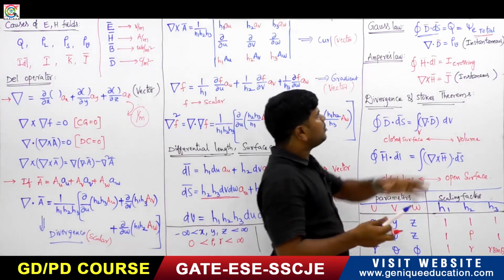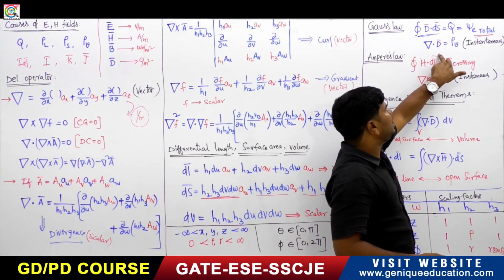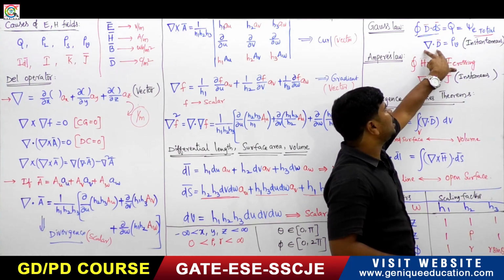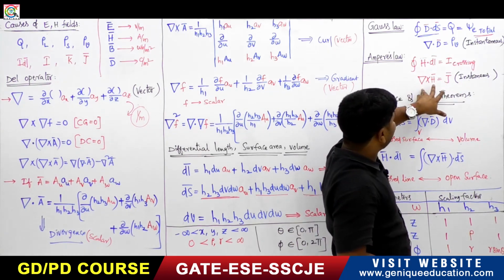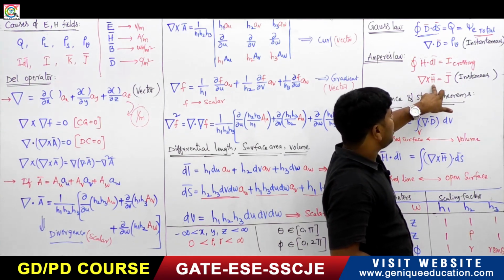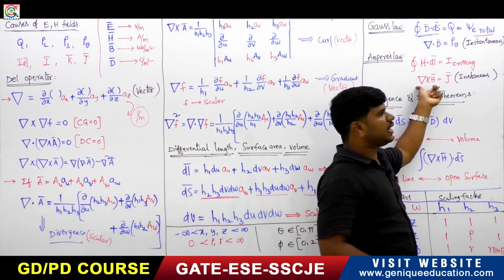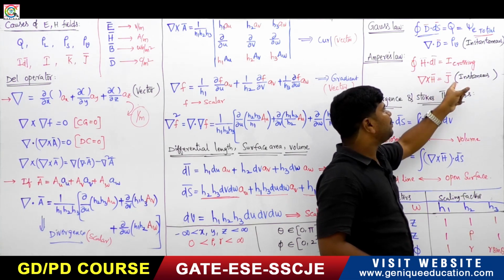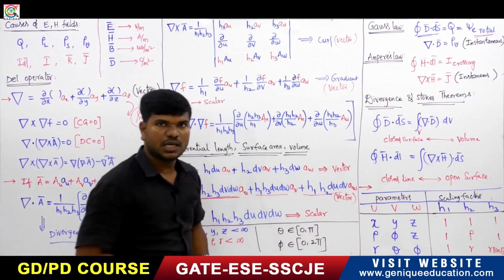If you observe this, what are the units of del? 1 per meter. With D in coulomb per meter square, the total is coulomb per meter cube, which are the units of rho v. Similarly here, 1 per meter into ampere per meter finally gives you ampere per meter square, and ampere per meter square are the units of current density, right?